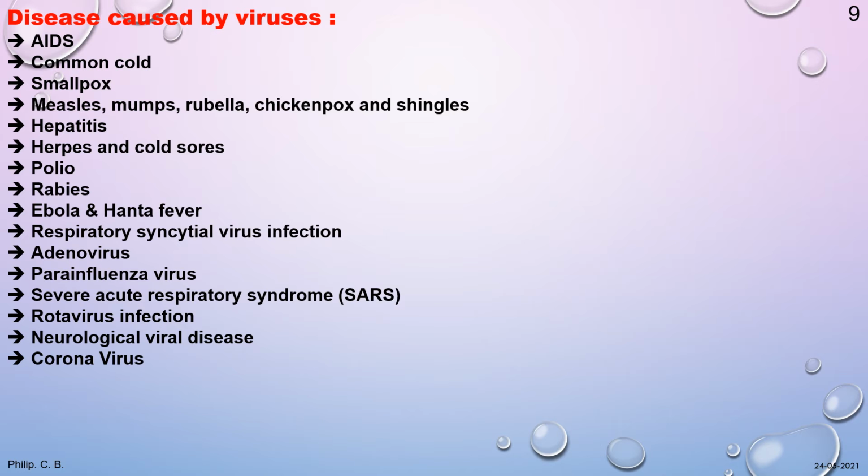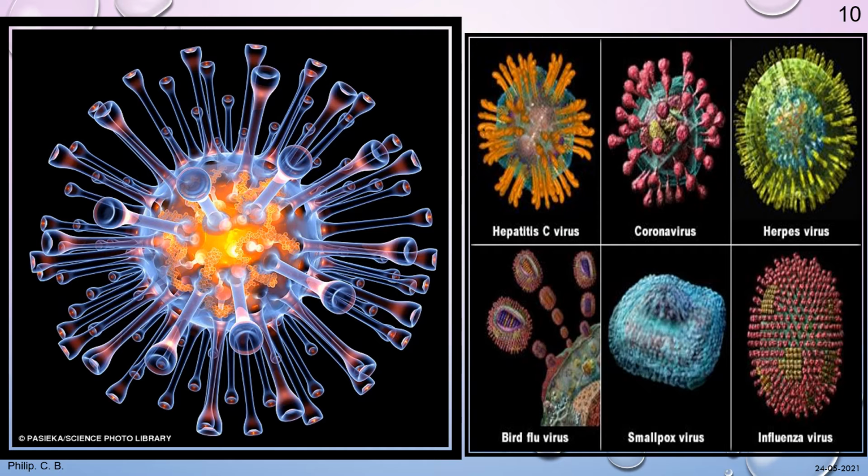Then coronavirus, where we can see the different strains, right? Now, the images of various viruses like hepatitis C virus, coronavirus, which you have seen in various strains and images in the previous videos, herpes virus, bird flu virus, smallpox and influenza virus. Now, as I mentioned in the very first slide, you can see how the flu virus and the influenza virus are actually more complicated than the other viruses, right?